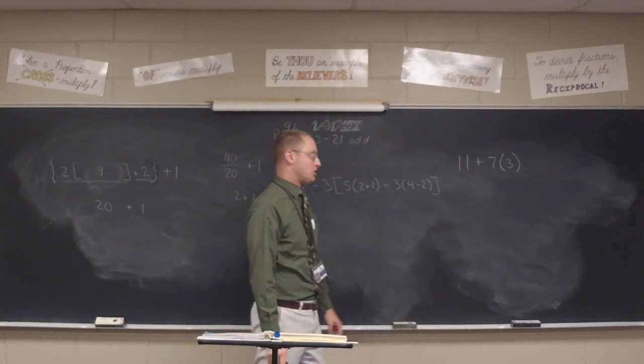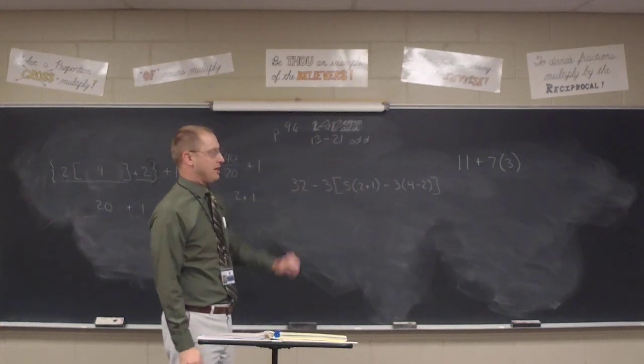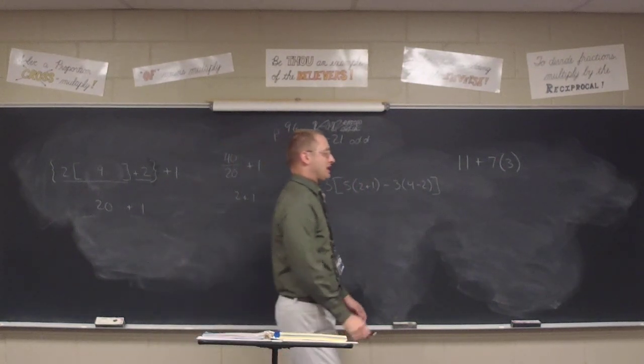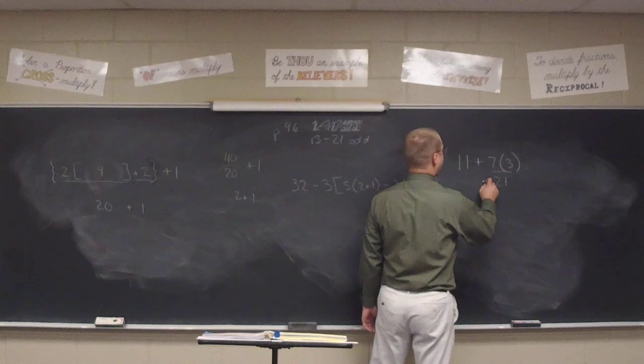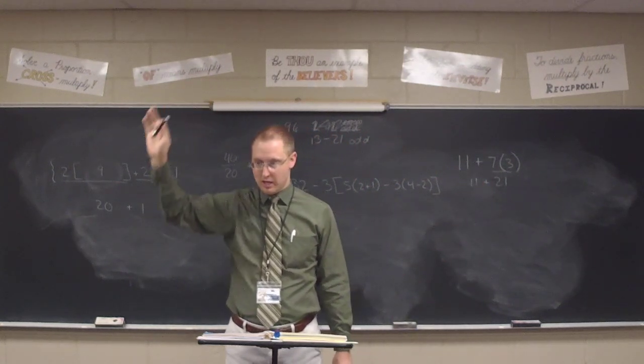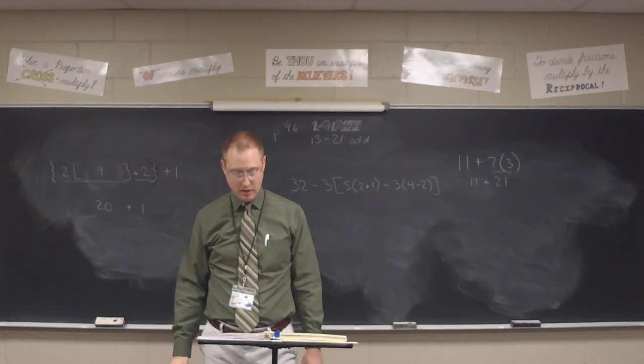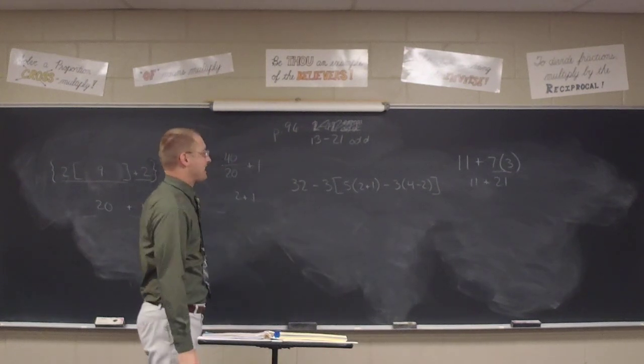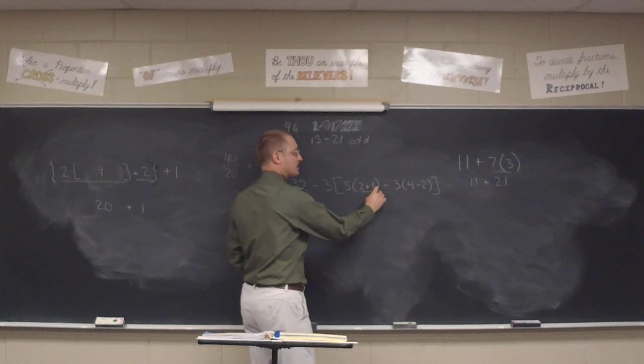And again, that's multiplication. Do I add the 7 first or multiply the 3 first? Multiply the 3 to get 21, and then add the 21 to the 11 to get 32. How many have 32 on number 19? Questions on number 19?